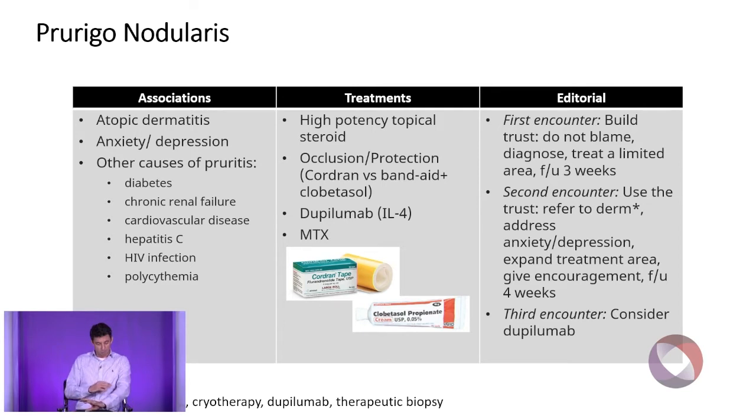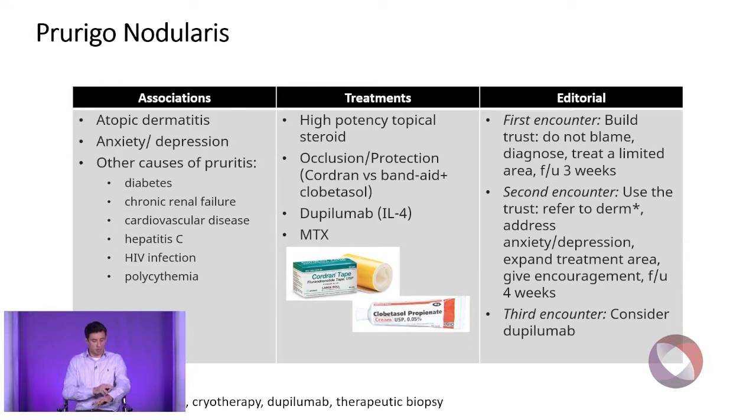So what you do is you pick a small area, cover it up, do the steroid, and have them come back in 3-4 weeks. That will get better, and now you have patient buy-in. They believe that you can actually make this better despite the fact that they've been treated for everything else. Then at the second encounter, you use the trust that you've gained by demonstrating proficiency. You talk about the anxiety and the depression. I would generally have to collaborate with you guys as the PCMs to help manage their anxiety. And then you basically go more widespread.